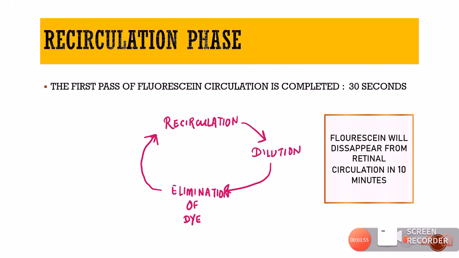And in the end, we have one phase which is called the late phase or the recirculation phase. So the first pass of the fluorescence circulation is actually completed in about 30 seconds, right? So we observed that all the phases were completed by about 20 to 25 seconds, and we can say it is about 30 seconds. So after 30 seconds, the fluorescence is going to again get recirculated, again it will come back into the eye, but with each recirculation the fluorescence is getting diluted and will keep on decreasing, and ultimately the fluorescence is going to disappear from the eyeball or from the retinal circulation in about 10 minutes.